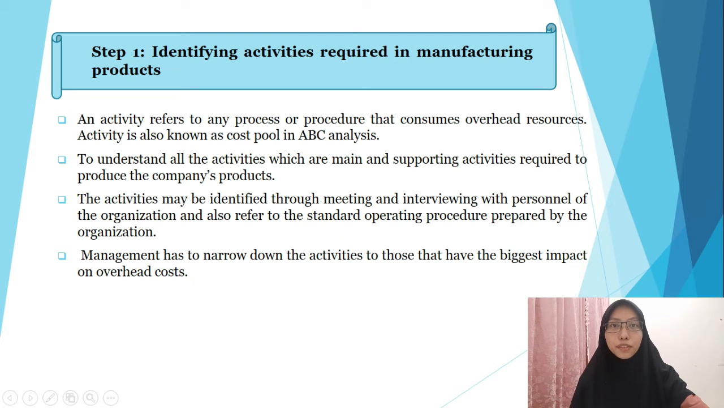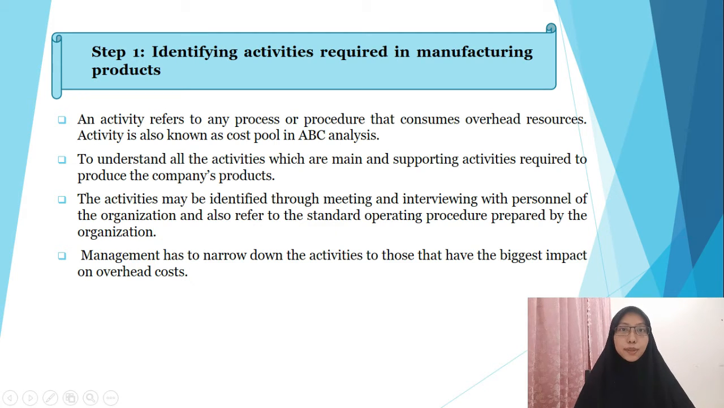The topic for this video is activity-based costing, ABC, application in the manufacturing industry. I will present step 1, which is to identify the activities required in the manufacturing industry. As we know, an activity refers to any process or procedure that consumes overhead resources, also known as a cost pool in ABC analysis. Therefore, it is imperative to define the activity at the right level of detail.